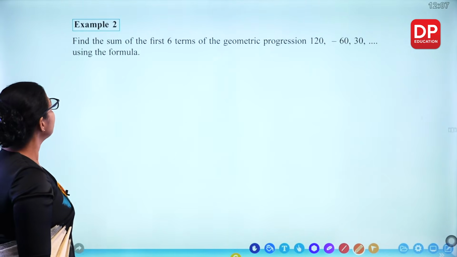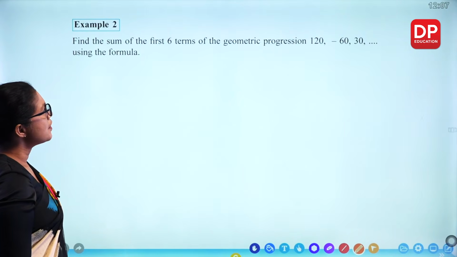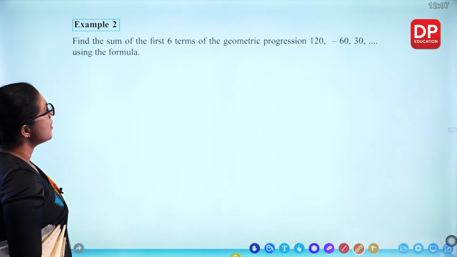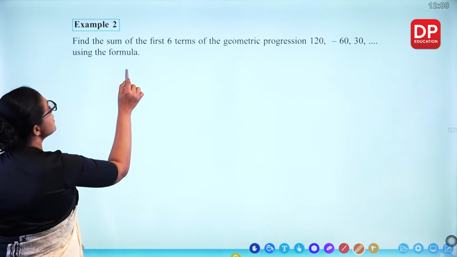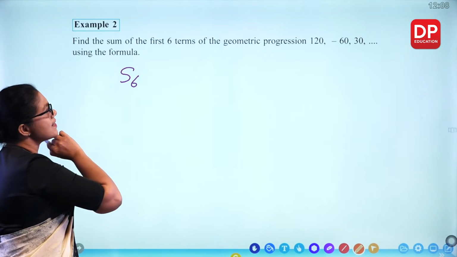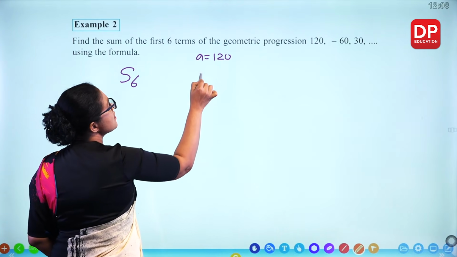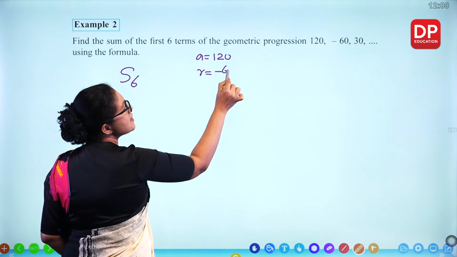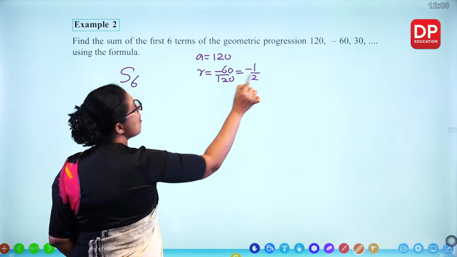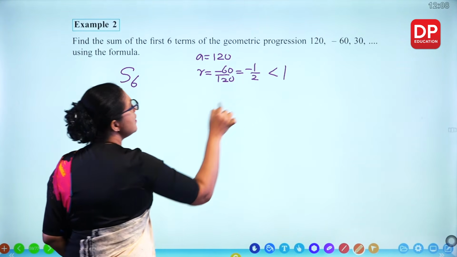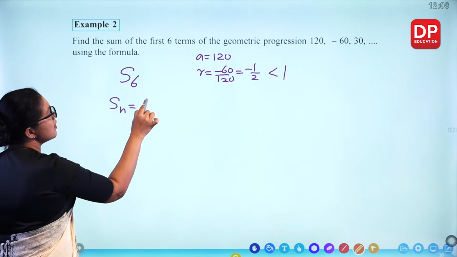Example number 2. Find the sum of the first 6 terms of the geometric progression 120, minus 60, and so on, using the formula. First 6 terms, that means you need S6. What's the first term? 120. What's r? Minus 60 over 120. You get minus half. This is less than 1. So what's the formula we have to use?